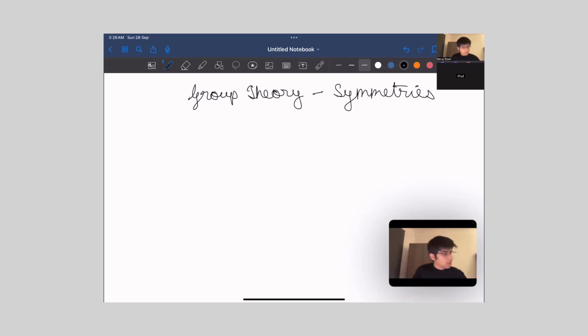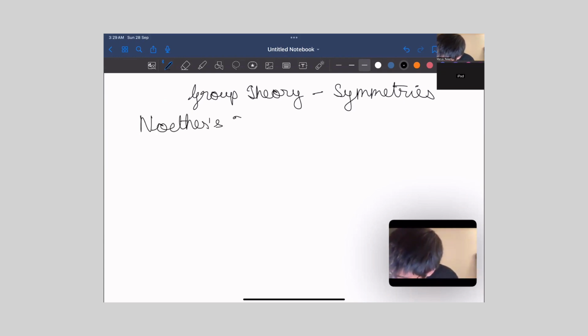Okay, so that's Noether's theorem: symmetries give rise to conservation laws.